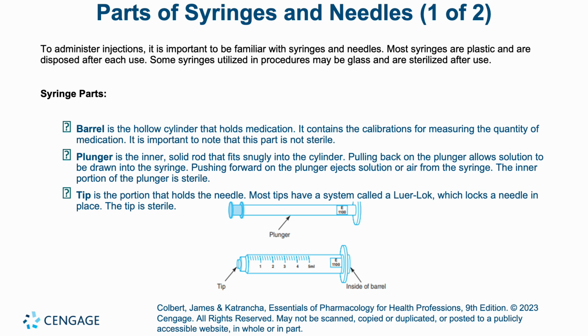Pushing forward on the plunger ejects solution or air from the syringe. The inner portion of the plunger is sterile. So once you open the package, all that this is saying is that the barrel itself is not sterile because it's open out to the air, but the plunger part of the syringe, because it's still internal, in the inside, more sterile part of the barrel, it's considered sterile.